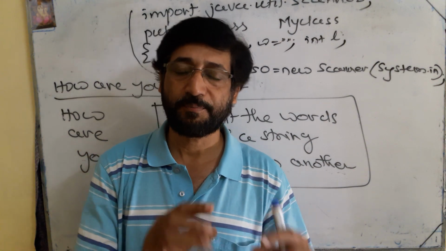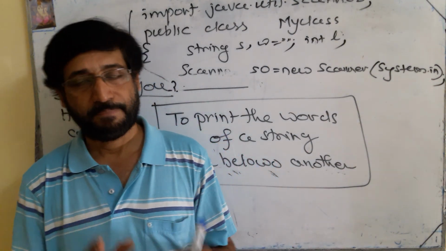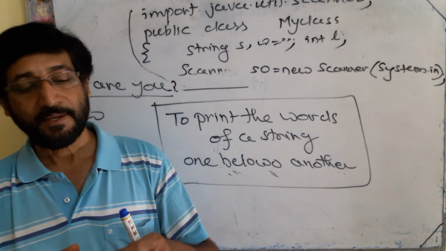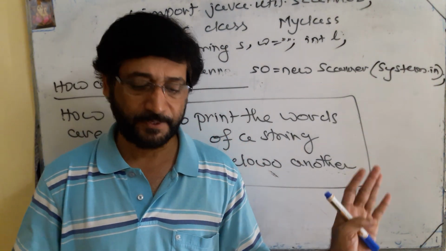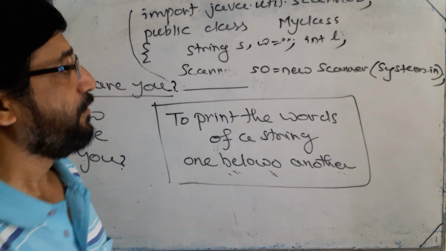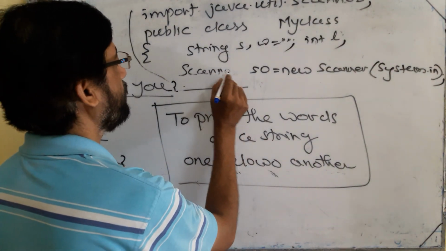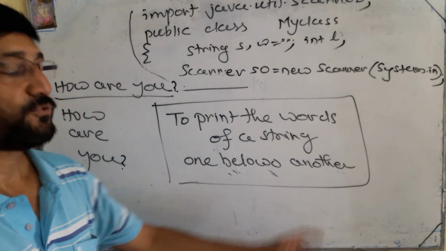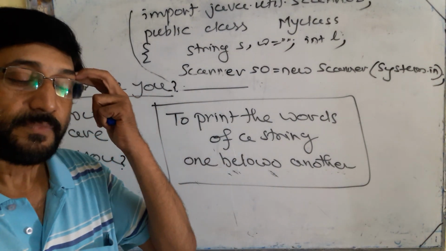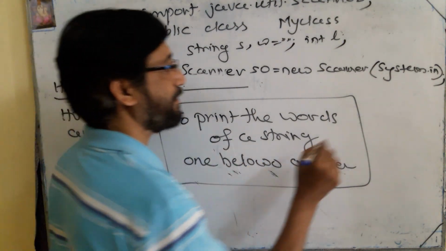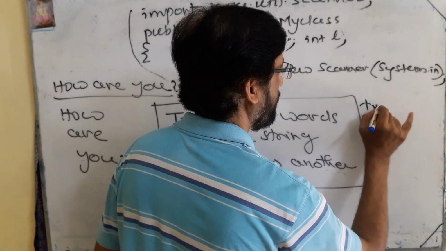That means we have to input the string. The logic is like this: first input the string, then remove the space characters before and after the string. I am writing the functions available for this. First input the string, you can input it using the Scanner class. After the string is input, you remove all the space characters present before and after the string. For that you can use the trim function.